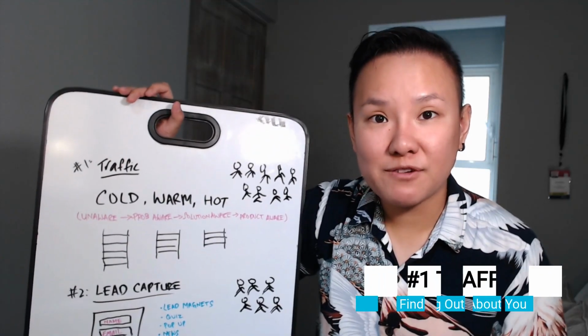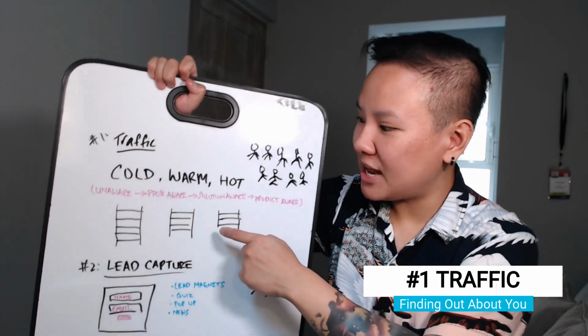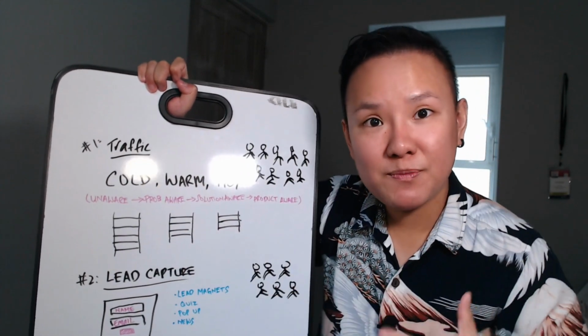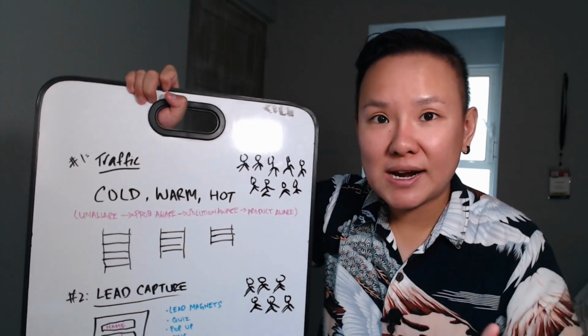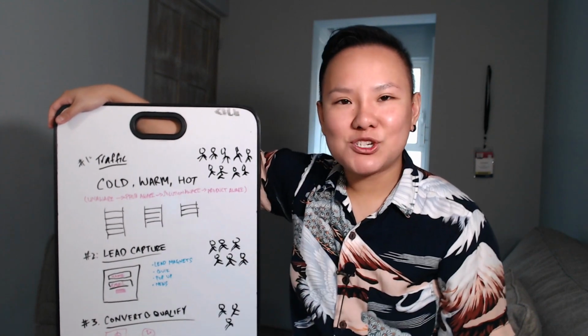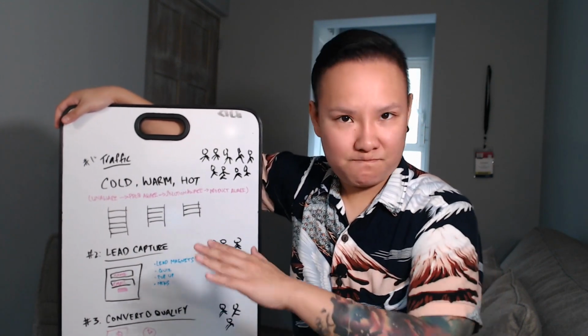At the very top of the funnel, the very first thing you need to do is to make sure that you are getting traffic into your sales funnel. This is the stage where people find out about your product, your brand. Now, when it comes to the traffic part, we break it down into 3 different types of traffic.